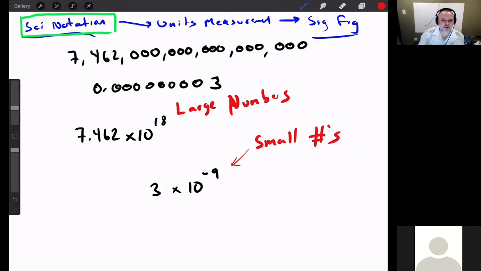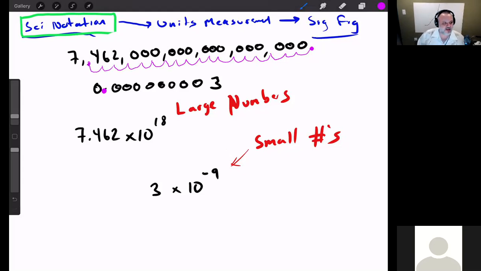Let's practice with this just a little bit, and let's see how I did this. Let's think about how I moved the decimal place. Which direction did I move the decimal place? I'm going to use left or right. To go from regular notation to scientific notation, I'm moving the decimal place to the left. That's where it ended up.